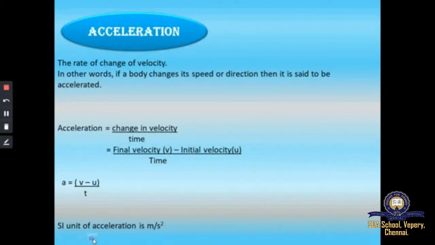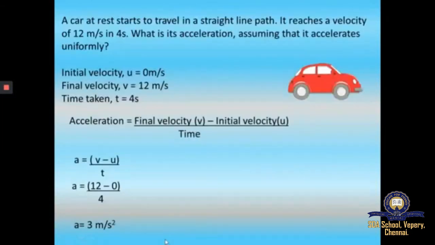So acceleration is equal to change in velocity divided by time, which is equal to final velocity minus initial velocity divided by time. Final velocity is taken to be v, initial velocity is taken to be u, and time is taken to be t. So we have a is equal to v minus u by t. The SI unit of acceleration is meter per second square. Now we will do a problem.